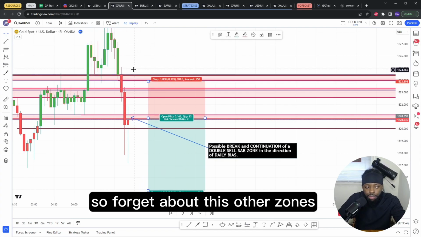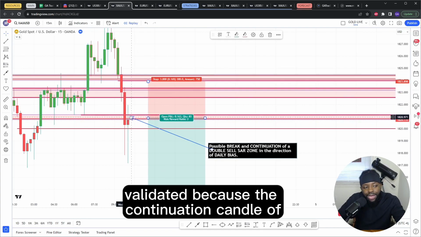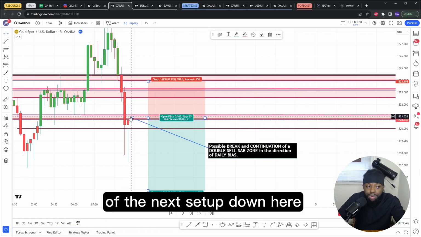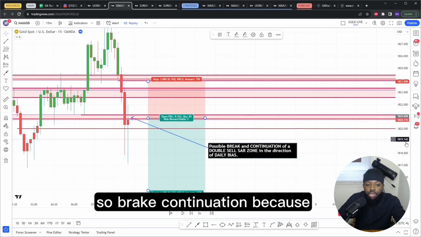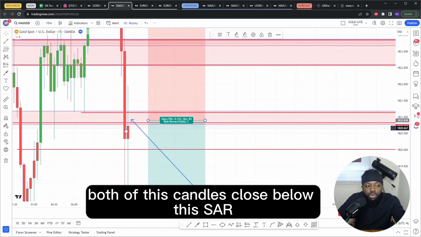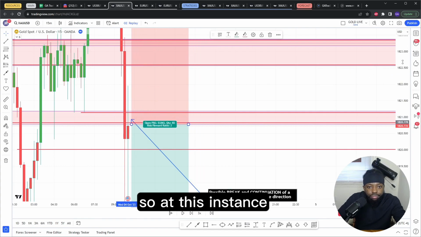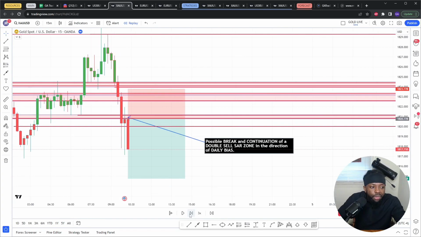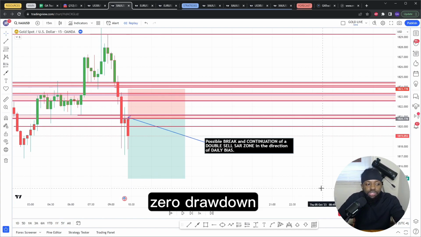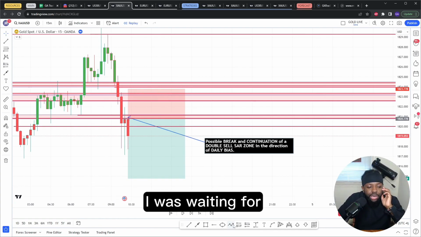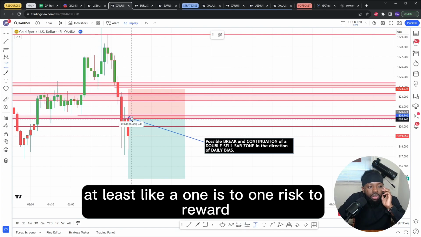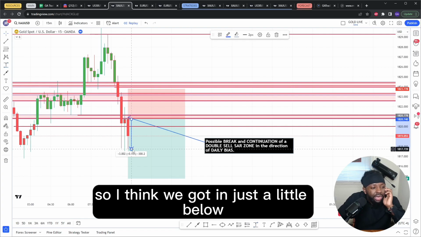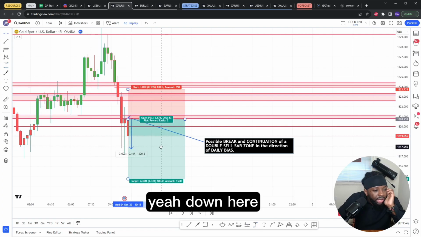So the next setup, forget about these other zones. This zone right here validated because the continuation candle of the previous setup became the break candle of the next setup down here. So break, continuation, because both of these candles close below this SAR. At this instance, on the live session, I said I was taking this trade with a 0.75% risk, and the trade started off in profit, zero drawdown. Now the goal here, I was waiting for at least a 1:1 risk to reward for me to go ahead and set break even for the trade. So I think we got in just a little below, down here.